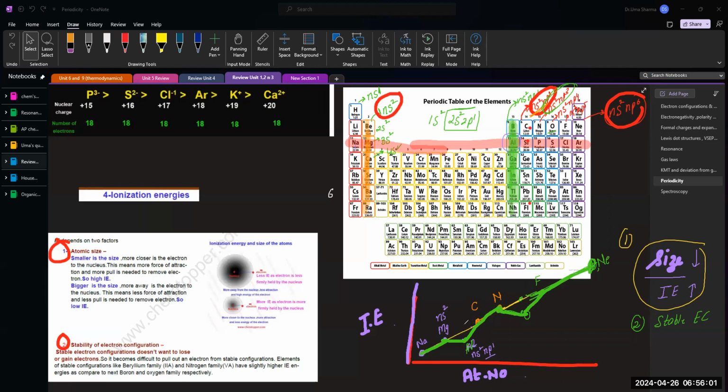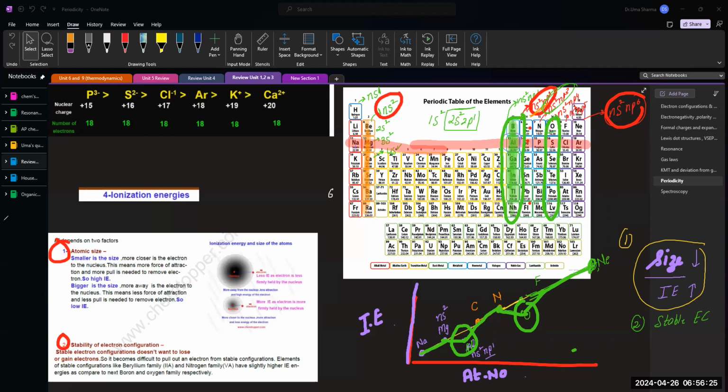Can you see these exceptional drops? These exceptional drops are due to less stable configuration as compared to the previous element. So you can see an exceptional drop here and you can see an exceptional drop here. So understand this graph.